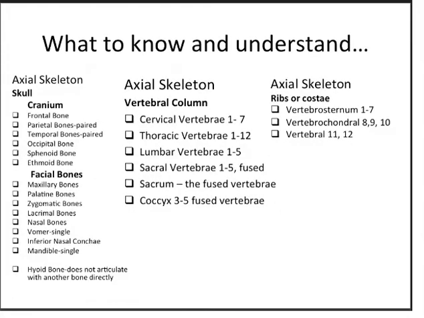So what's shown here is what you need to know and understand in order to prepare properly for the practical. So you need to be able to recognize each of these different bones in the skull. You need to be able to recognize the different vertebral divisions, the cervical, the thoracic, the lumbar. You need to be able to identify the sacrum and the coccyx. And then you need to be able to differentiate between the different ribs.